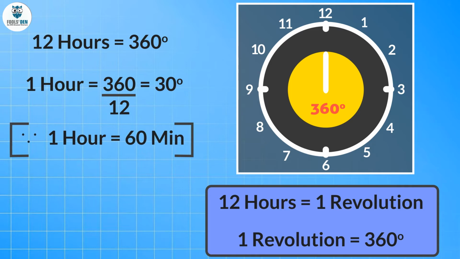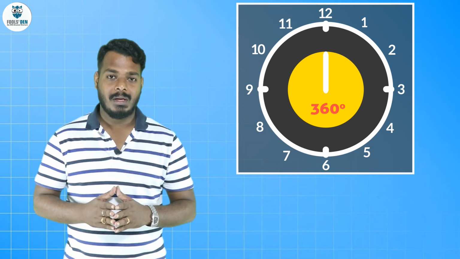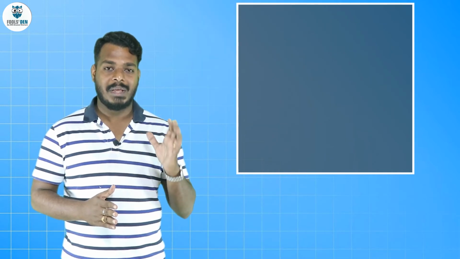1 hour is equivalent to 60 minutes. So it covers 30 degrees in 60 minutes. So in 1 minute, it would cover 30 divided by 60, that is half a degree. Now that's a takeaway. Next, let's talk about the minute hand.